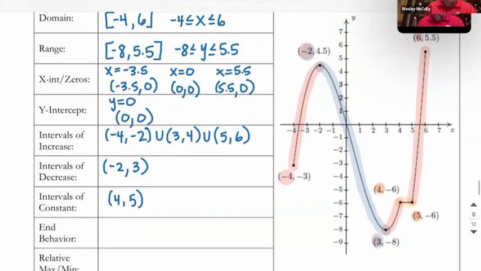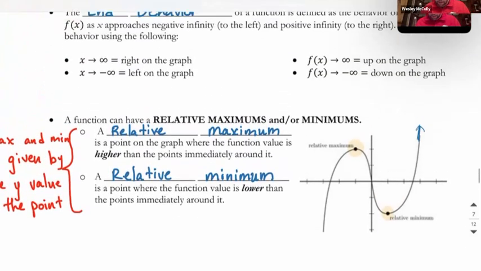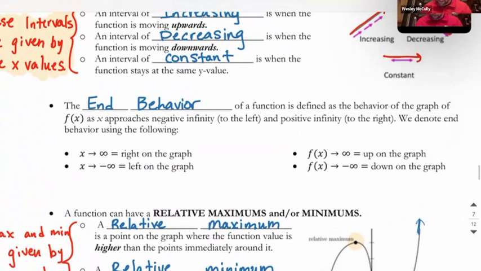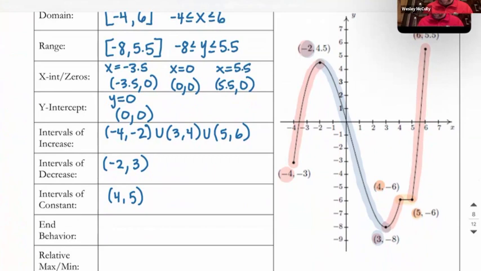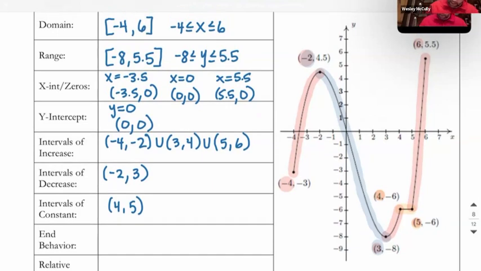Now, for end behaviors, this graph doesn't really have end behaviors because remember, by definition, let's go back and look at the definition. End behavior of a function is defined as the behavior of the graph of f of x as x approaches negative infinity and positive infinity. So this graph is not going to negative infinity or positive infinity, right? It's a finite graph. It stops at -4, it stops at 6. So this doesn't actually have end behaviors.